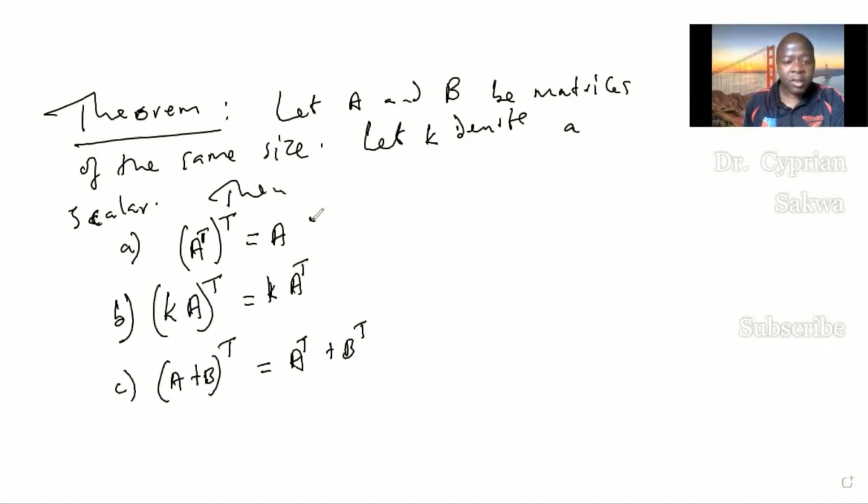So let's remember this theorem. Very importantly, the transpose of A transpose will be A, and if I take a constant, K is a constant here, K times A, the transpose of that will be K times A transpose. And the transpose of the sum of two matrices will be the same as the transpose of the first matrix plus the transpose of the second matrix.